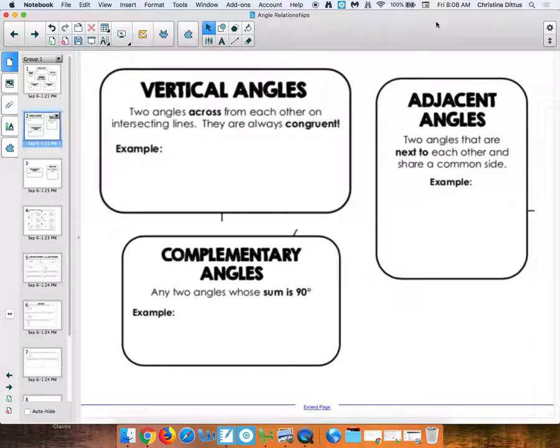I'm going to start with our vertical. Okay. Vertical angles are two angles that are across from each other. Okay, so what we're going to do is draw lines that go like this.